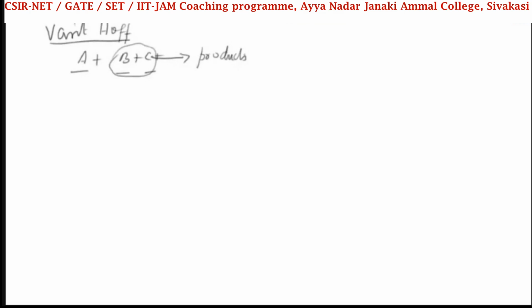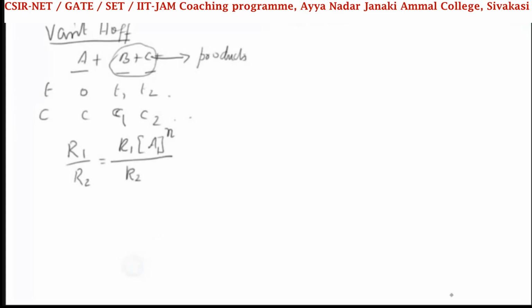Here we have given data: time at various times, 0 time, some T1 time, T2 time. And what is the concentration? At this concentration, we have given C1, C2, and so on. From this, we have determined the rate constant using the equation R1 by R2 is equal to K, the rate constant with respect to A, into the concentration of A1 power n, divided by K2 into the concentration of A at time 2 power n.